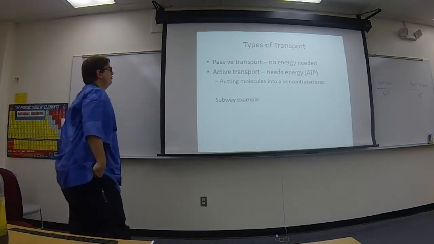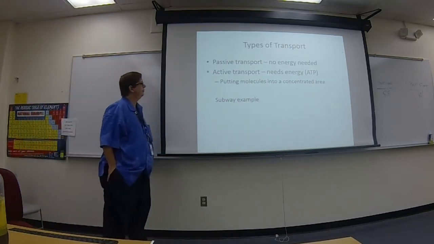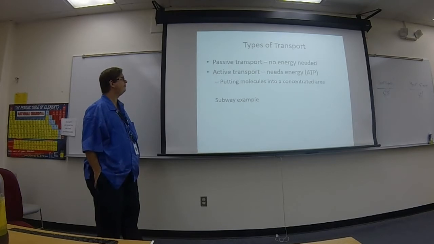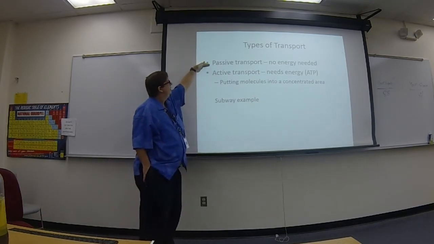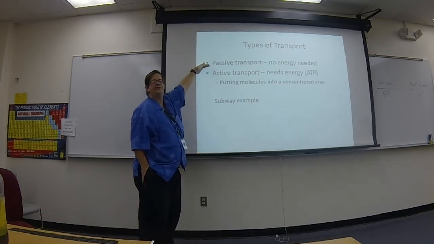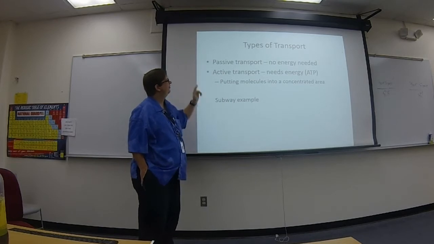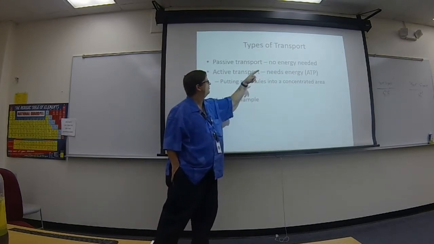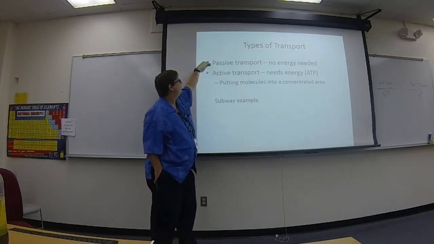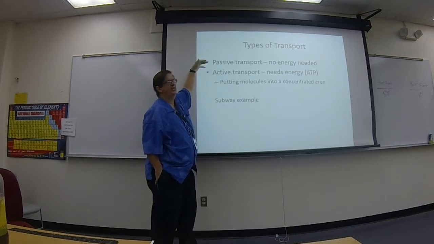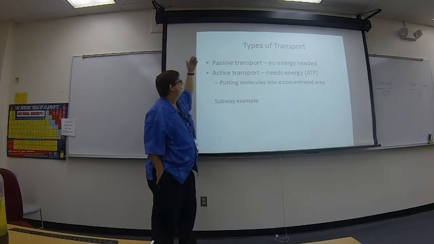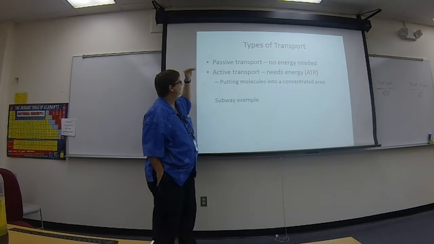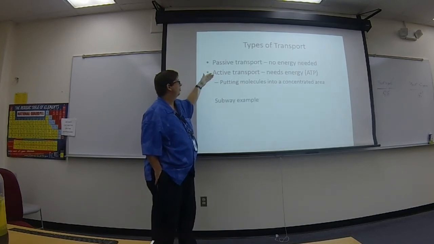All right, so there are two types of transport, passive and active. Passive, the cell, I should add to this and say no energy needed by the cell. Okay? If the cell is not spending any of its own energy, it's passive. If the cell has to spend energy, it's active transport. You're putting molecules in a concentrated area.